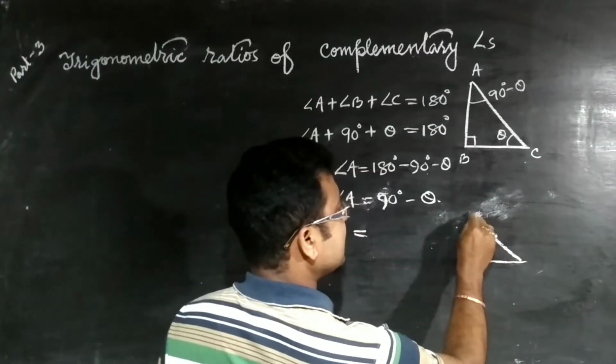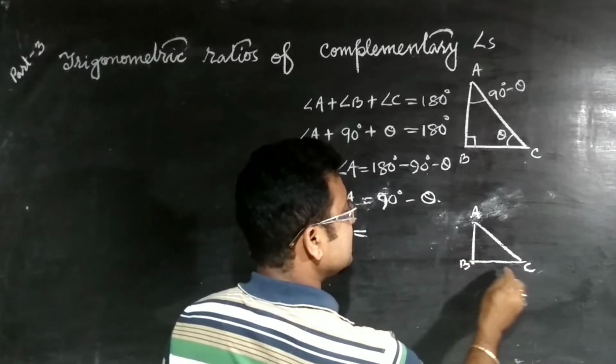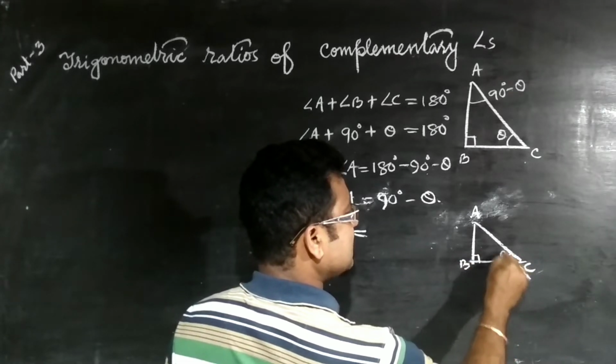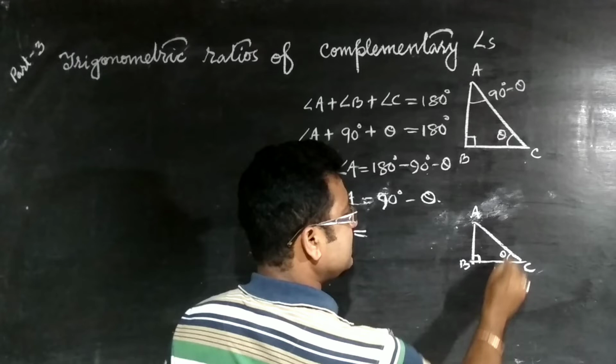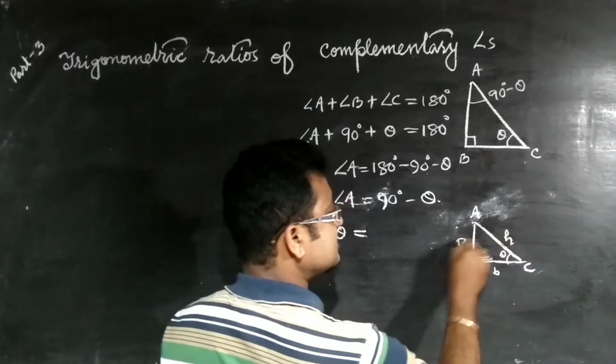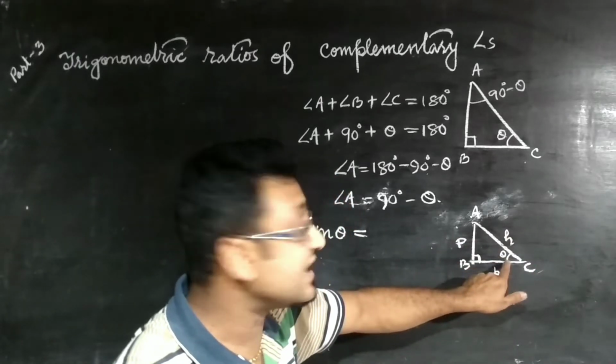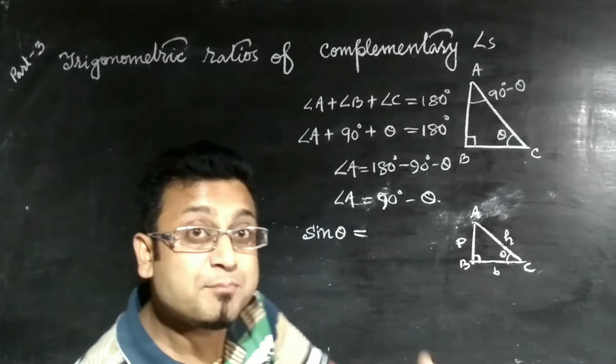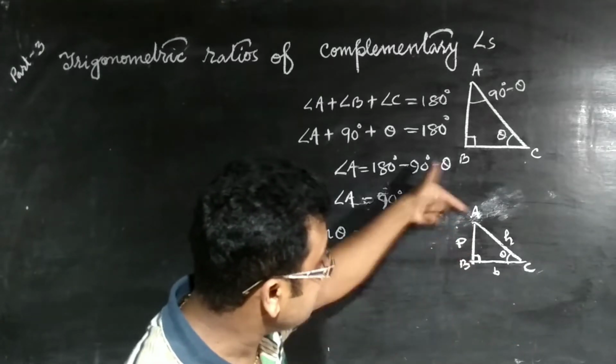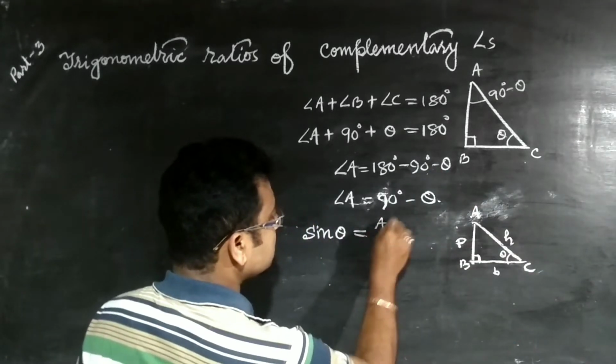Now, let me draw this one. Here A, B, C. This is theta, this is 90. So this is the base, this is the hypotenuse, this is the perpendicular. Since we have considered angle theta, sin theta is AB by AC.